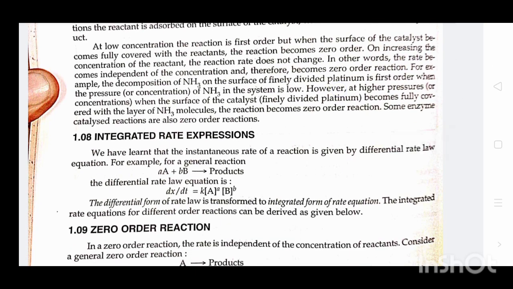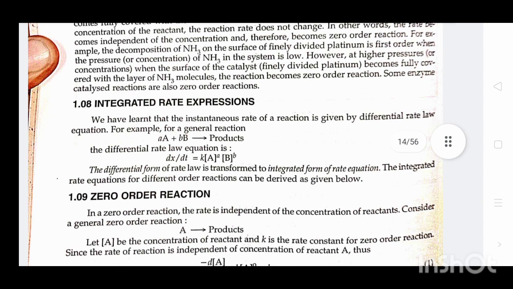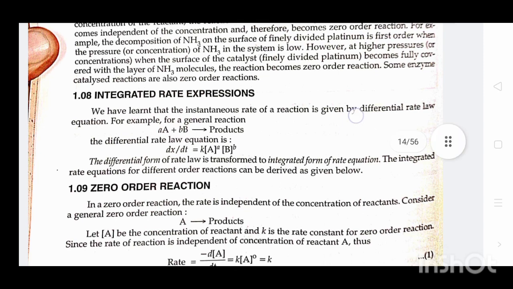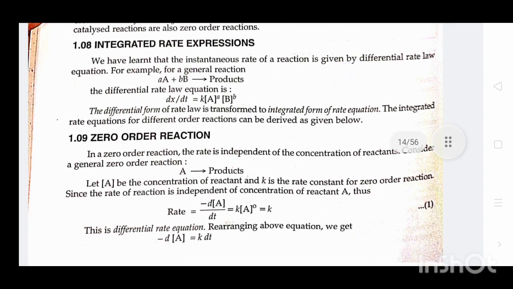Integrated rate expressions. We have learned that the instantaneous rate of reaction is given by the differential rate law equation. For example, for a general reaction, the differential rate law equation is dx by dt equals k [A]^a [B]^b. The differential form of the rate law is transformed to the integrated form of the rate equation. The integrated rate equation for different order reactions can be derived as given below.